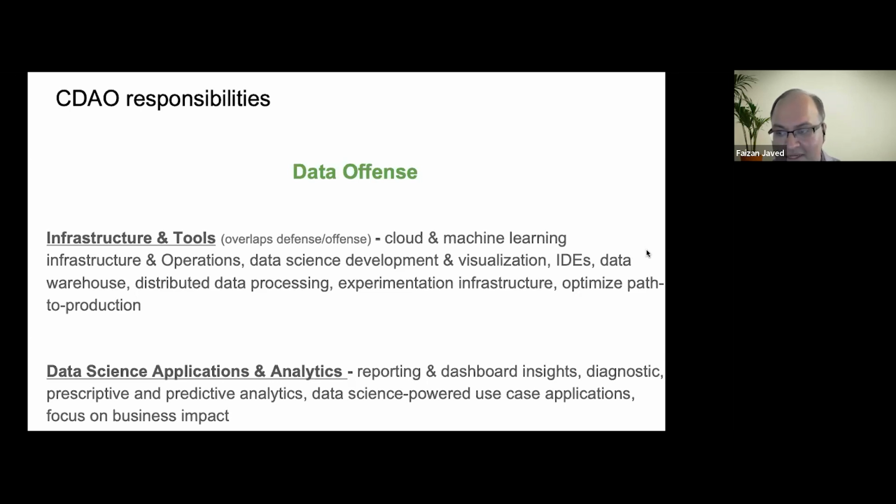In this case, one thing to keep in mind is that the infrastructure and tools are really, really important, because you may have great talent who know what to build and how to build it. But if you don't have the proper tools like the cloud environment, the machine learning platforms, the integrated development environment, the distributed computing platforms, and a clear path to production, right? That becomes really, really important.